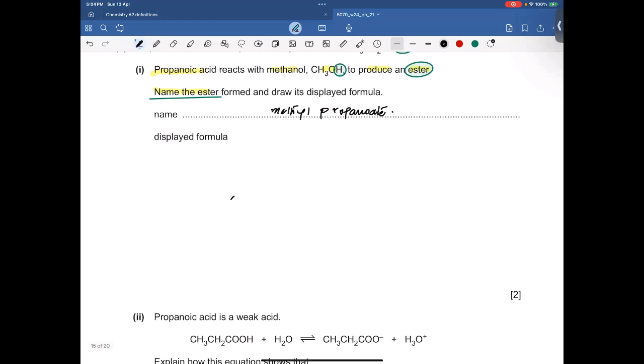Displayed formula: CH3, CH2, COO and then CH3. In a displayed formula we need to mention all the atoms and all the bonds clearly.